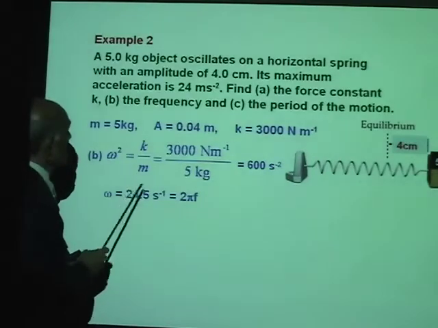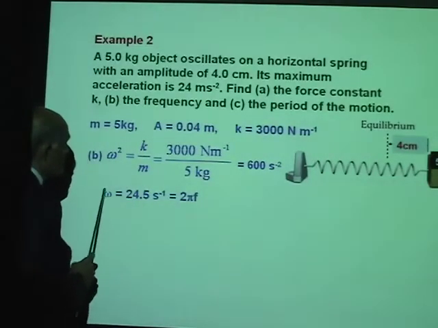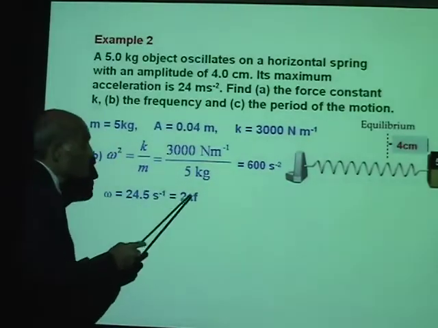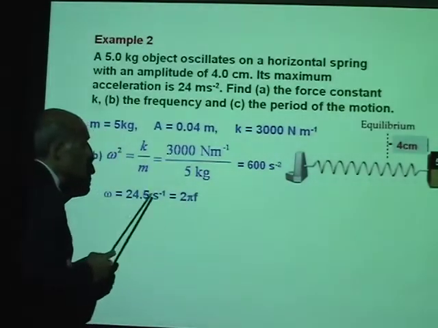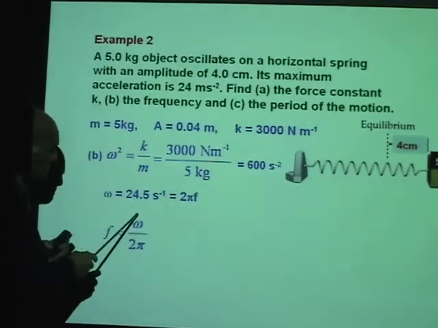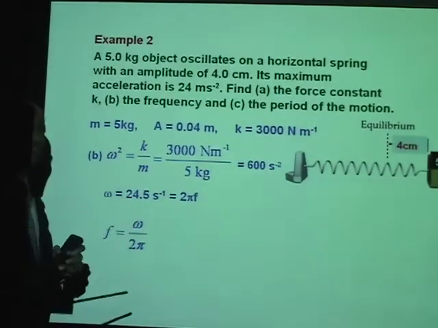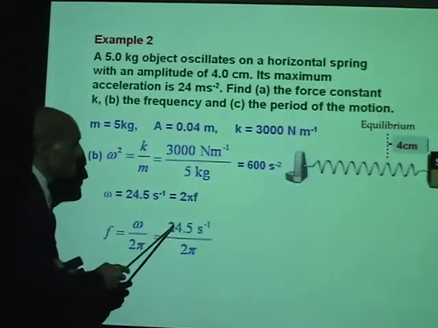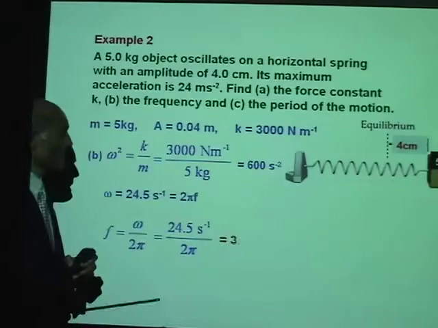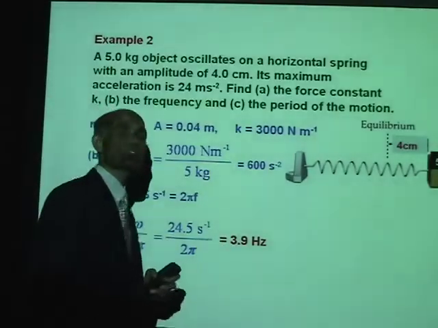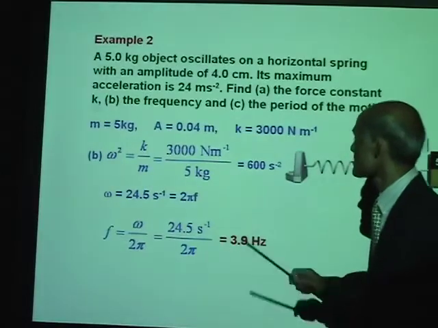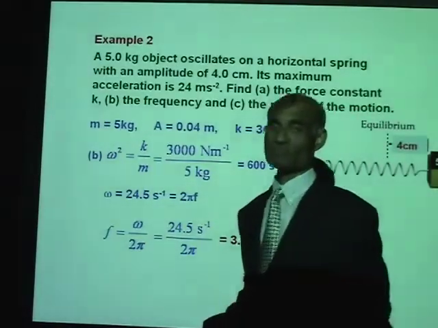Alright? Once you know omega, you know that omega equal to 2 pi f. So to find your frequency, what do you do? Divide omega by 2 pi. F equal to omega divided by 2 pi. And omega is 24.5 hertz divided by 2 pi. And that gives you the frequency of oscillation as 3.9 hertz.